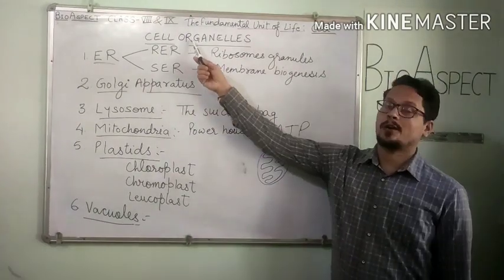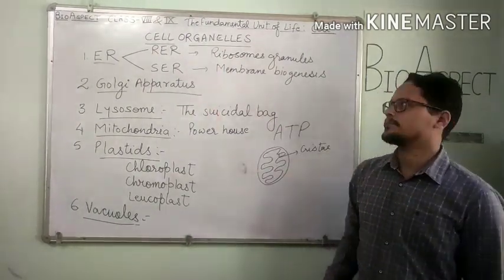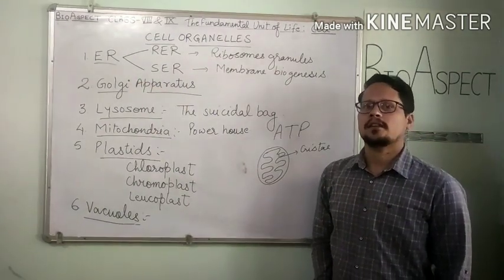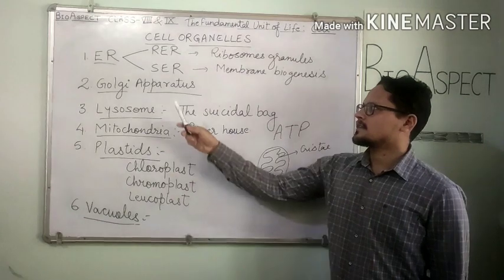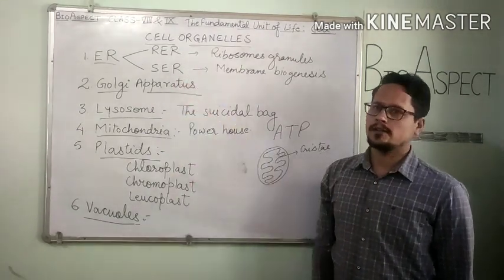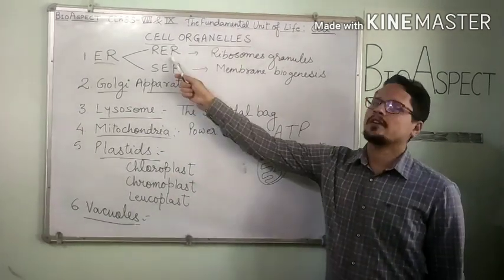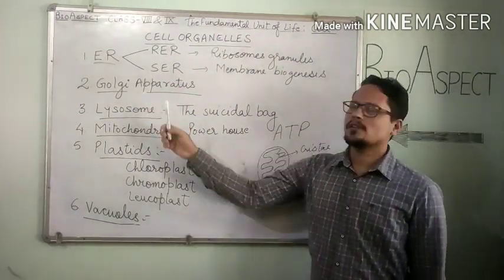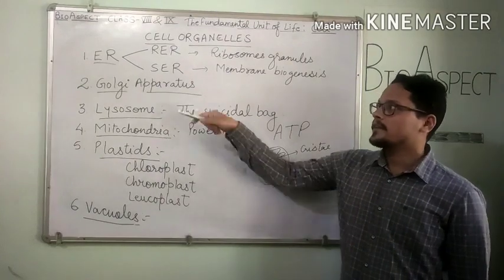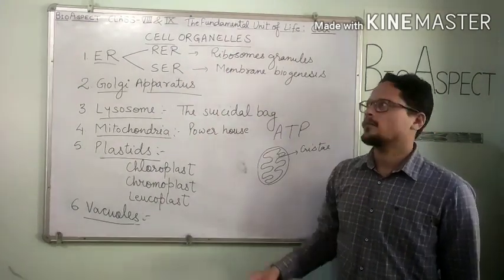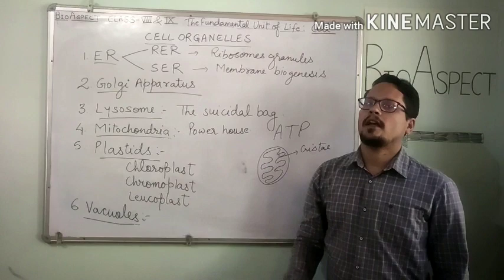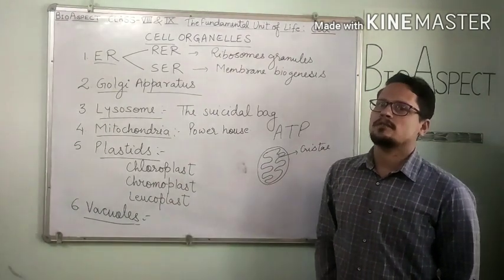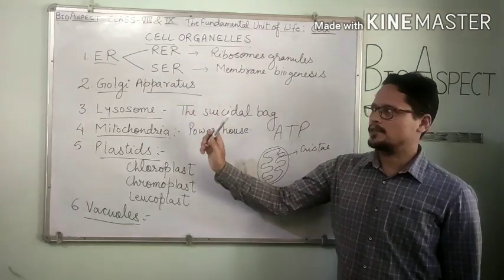Now let's revise all the cell organelles again. Endoplasmic reticulum provides a channel for transferring various substances throughout the cell organelles. And it is of two types, rough endoplasmic reticulum and smooth endoplasmic reticulum. Number second is Golgi apparatus, which is found near the endoplasmic reticulum, and whatever is produced near the endoplasmic reticulum is packaged and transferred to all the cell organelles.